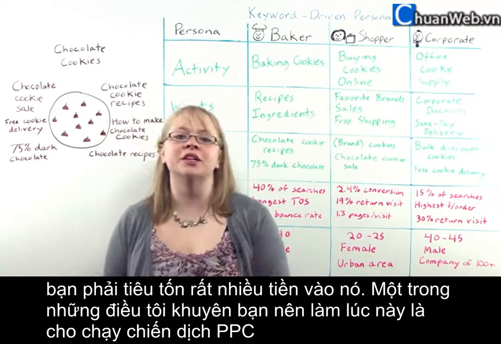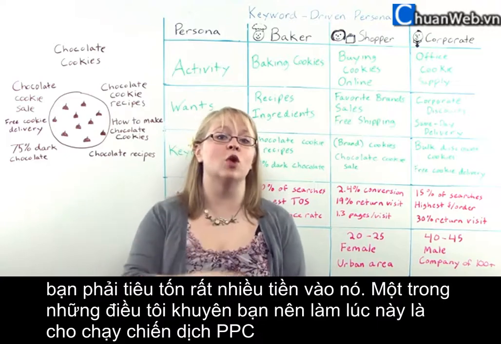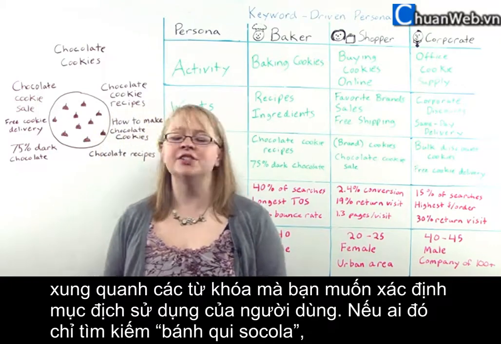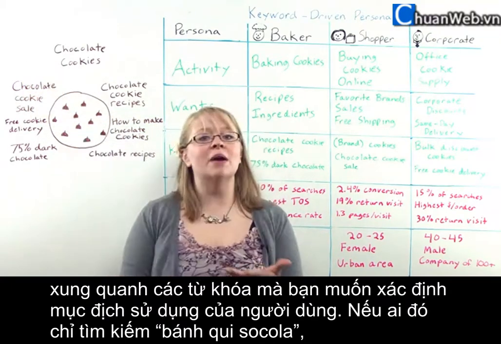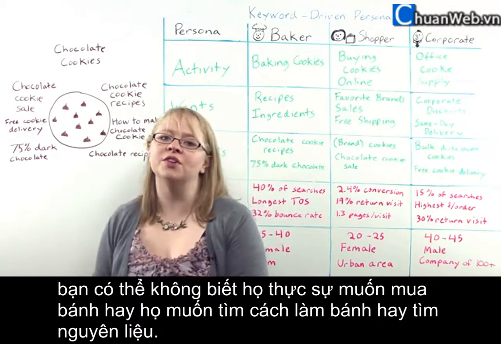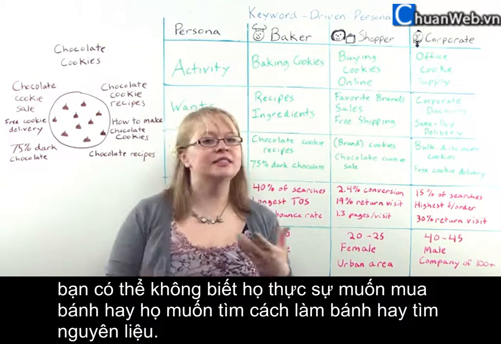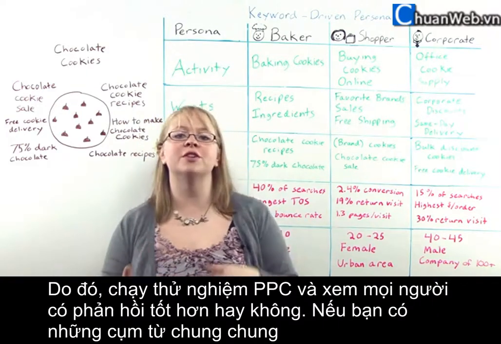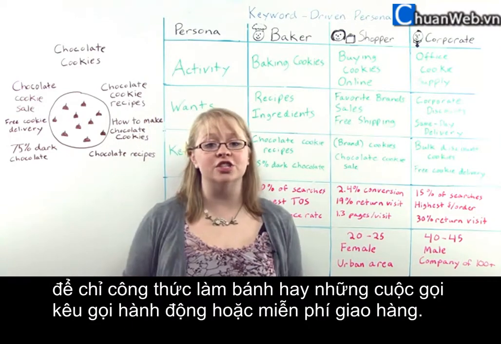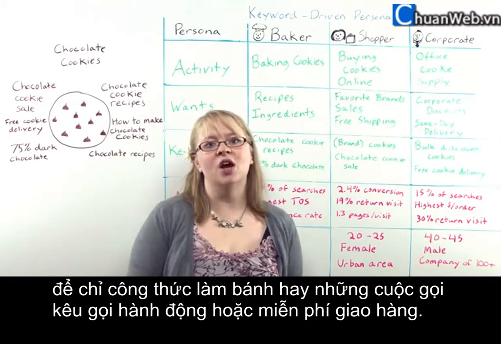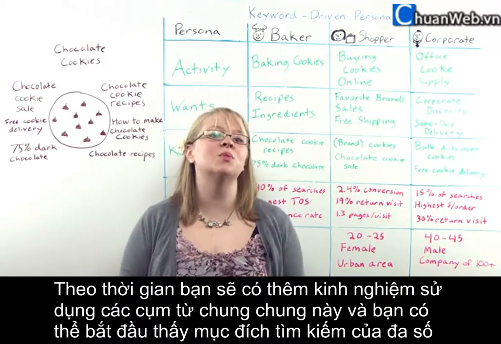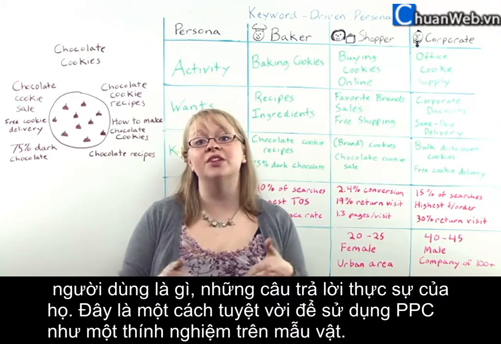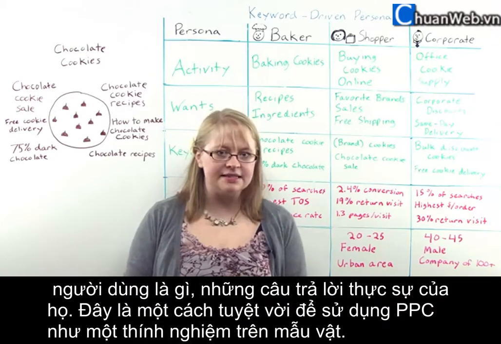One of the things that I really recommend doing during this part of the process is running some PPC campaigns around the keywords where you're trying to divine user intent. Because if somebody's just searching on chocolate cookies, you might not know if they want to buy them, if they want to make them, or what they want to do. So use PPC, run a little test, see whether people respond better if you've got recipes or free shipping, or what the different calls to action are for those more generic terms. Over time, you can start to see what the majority of users' intent is and what they really respond to, and craft experiences for those more generic terms based around that. So that's a really great way to use PPC as a little guinea pig test.